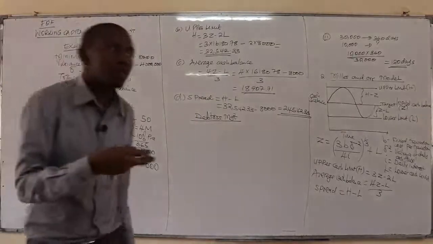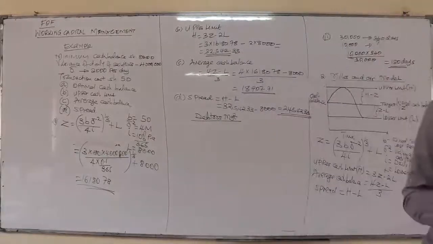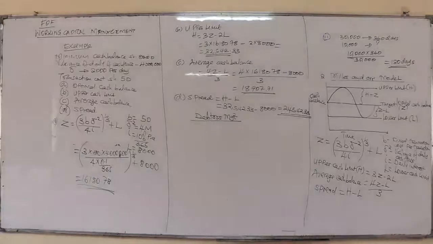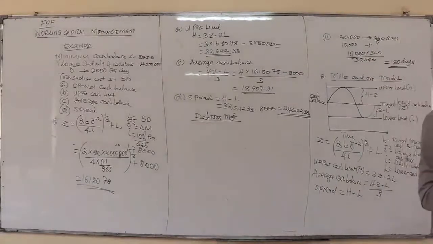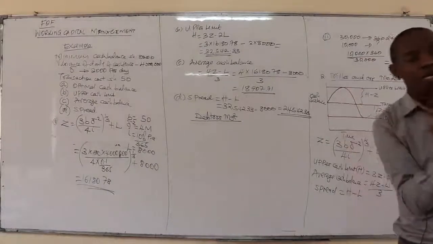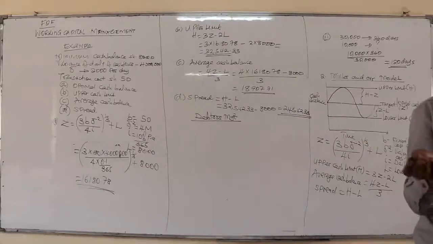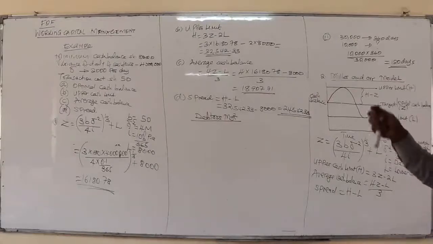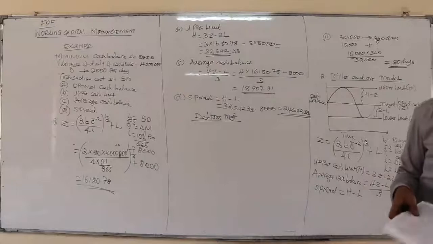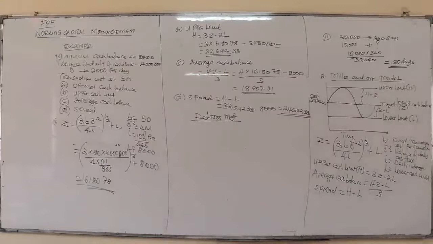Debtors arise from credit sales. So why should a company sell on credit? The company will sell on credit if they want to increase the volume of sales, if they want to attract more customers, or if they want to avoid the stock getting obsolete. That is when they will sell on credit. And that's why an organization is required to manage its debtors.